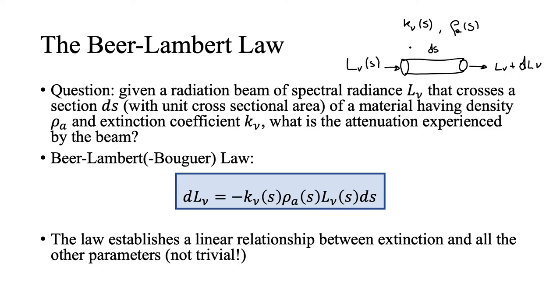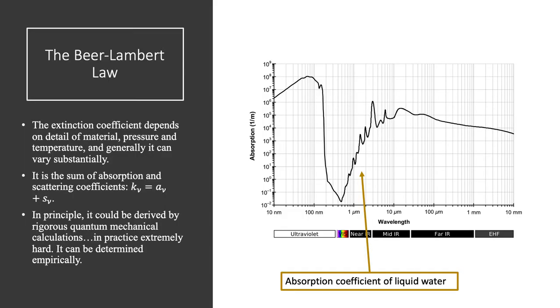Now, this is non-trivial because it establishes a very simple relationship between the extinction, essentially, and all the other parameters. Notice that L nu, for example, comes in with a linear power, which turns out to be a very lucky thing because it will allow us to solve things quite easily. Here I just wanted to show you a little bit more of the extinction coefficient.